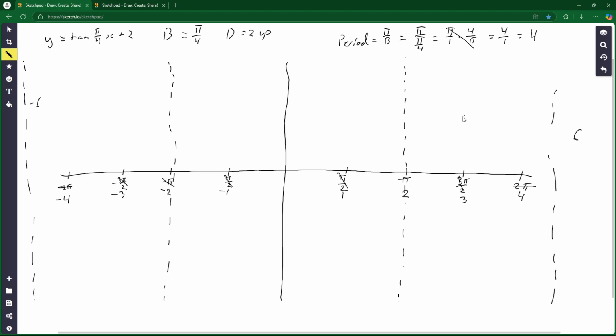But we aren't really going to care about those right now. Next, this is going to be 1, 2, 3, -1, -2, and -3. We are going to be going up 2 units. So we're going to be starting here at 2, and then we'll draw a graph from there. And it is going to look something like this.